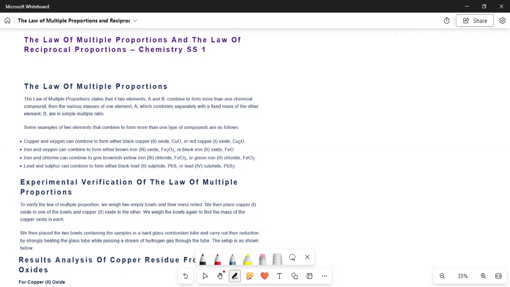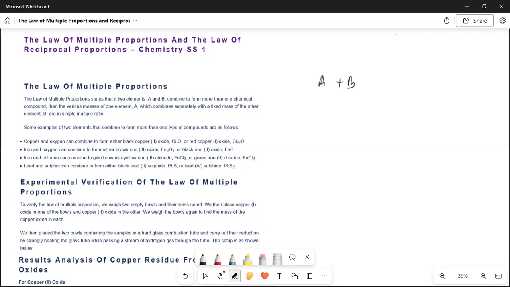What is the law saying? Sometimes you may have elements A and B combining to form a compound C. Some other time, the same elements A and B, instead of forming compound C, form a different compound entirely, compound D. So the law is saying that if that happens, then the various masses of one element A, which combine separately with the fixed mass of the other element B, are in simple multiple ratio.